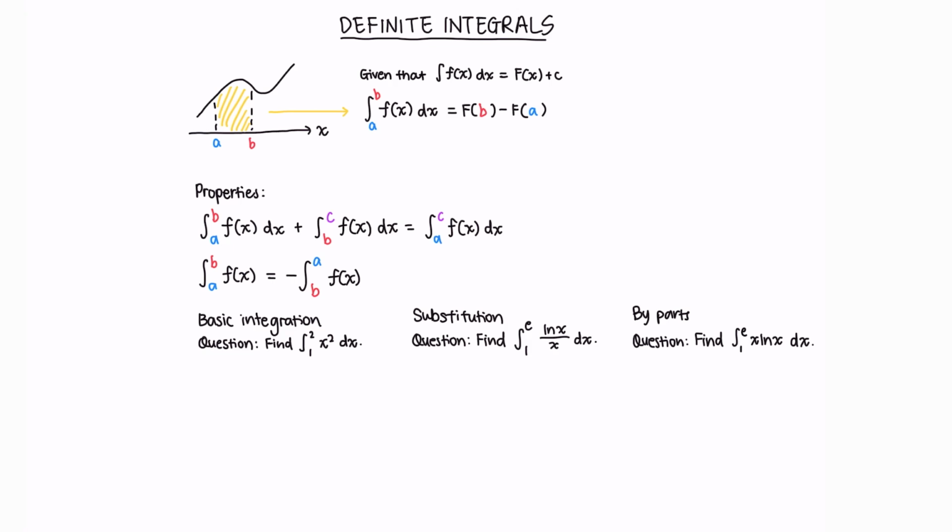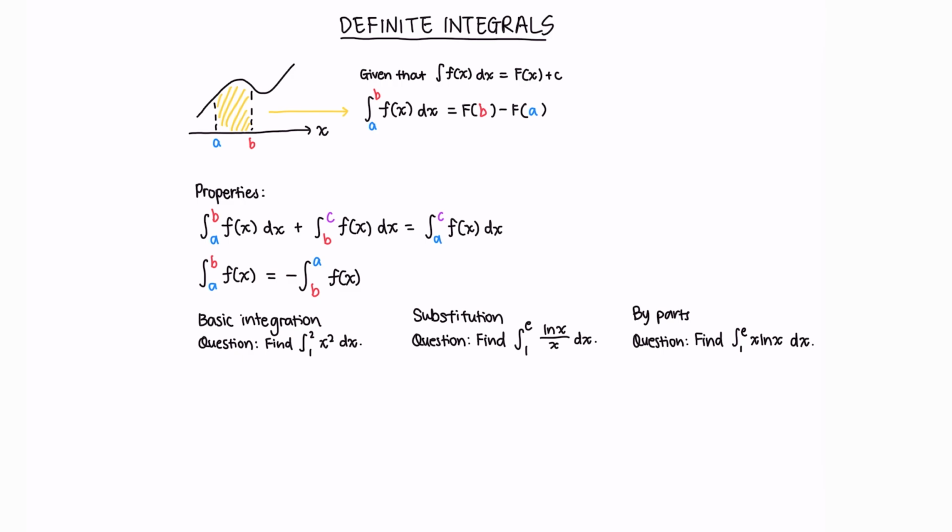Hello everyone, today we'll be starting on the applications of integration, first with definite integrals. Now a definite integral looks something like this, with a lower bound over here, a, and an upper bound over here, b. Now a definite integral from a to b of f(x) will give you the area under the curve from x equals a to x equals b.